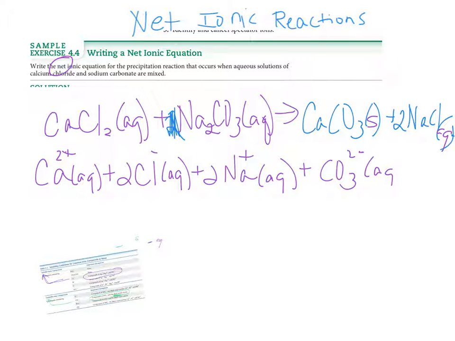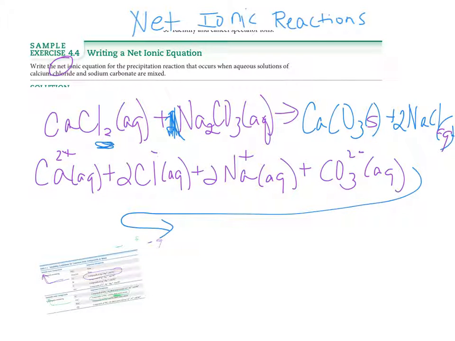So if you paused it and tried to write the reactants, this is what you should have. A calcium ion that is aqueous, 2 chloride ions that are aqueous. That 2 is because this 2 is here, and when this splits up, makes 2 chloride ions. You should have 2 sodium ions, and you should be writing the charge for each ion. This 2 comes from this 2. You should have 1 carbonate ion. Those are your reactants. Now we're out of room. I'm going to do my arrow down here just to get more room.